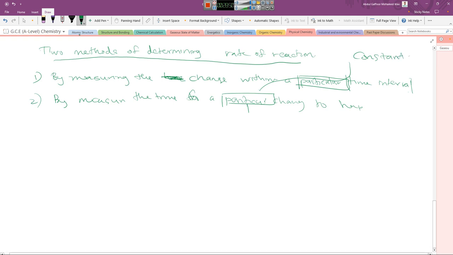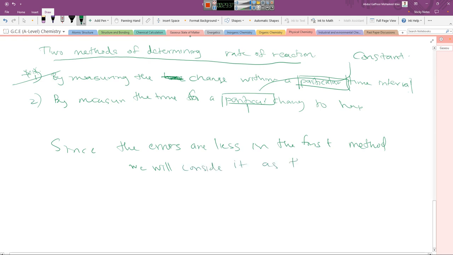Anyhow, the first method will be more efficient since it has less error. So in a practical scenario, we will be measuring the change within a time interval. Since the errors are less in the first method, we will consider it as the efficient method.